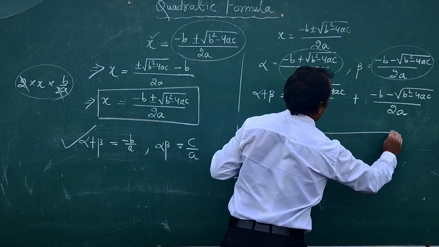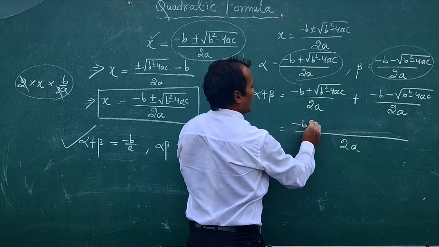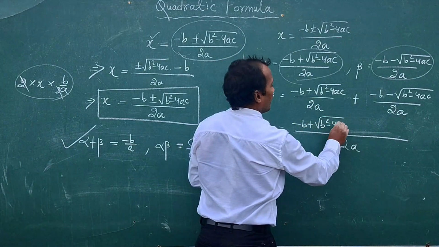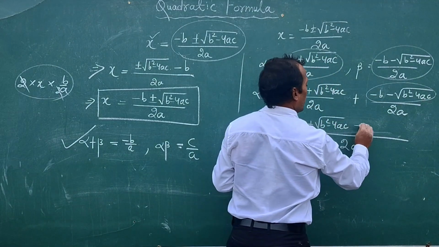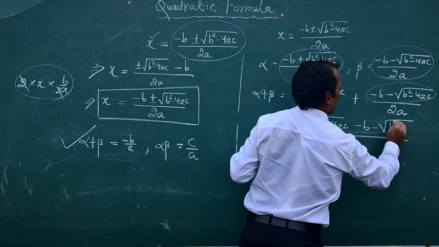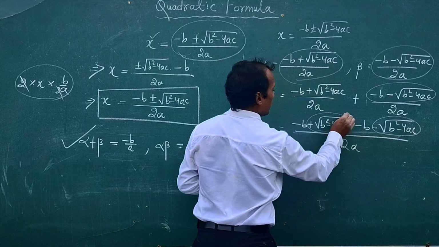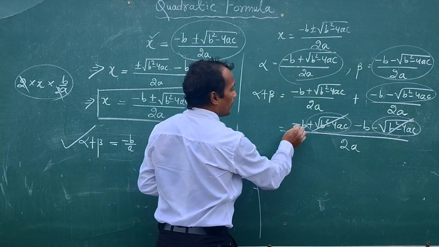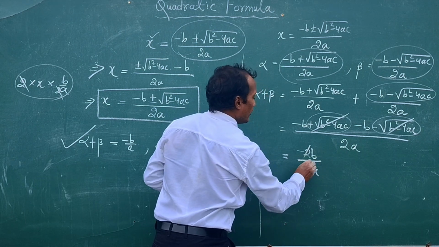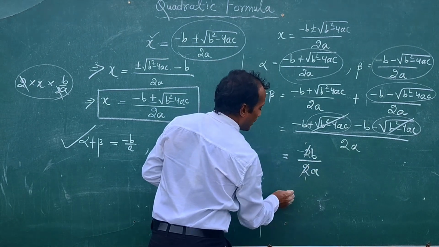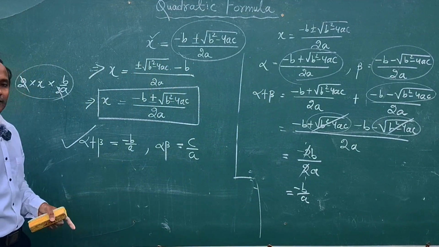Now denominators are same, so LCM will be 2a. Now the numerators, let us copy them as they are, and plus of this thing will be the same, minus b minus square root of b square minus 4ac. So positive square root of b square minus 4ac and negative square root of b square minus 4ac cancelled. Now you have minus b, and minus b is minus 2b by 2a. 2 gets cancelled, 2 ones are 2 ones are. Now you are left with minus b by a. That's why alpha plus beta is minus b by a.